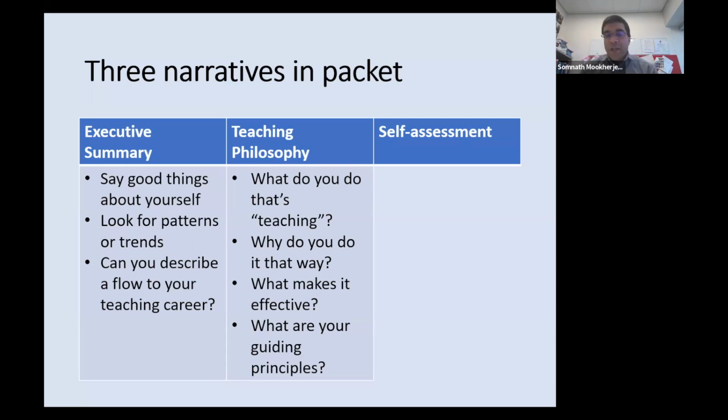So spending a minute and thinking about what's the teaching I do? What do I actually do that's teaching? Why do I do it that way? You must be trying to be effective. I know you're trying to be effective as a teacher. And so what are your principles? Any questions about this general framework or approach to writing a teaching philosophy?